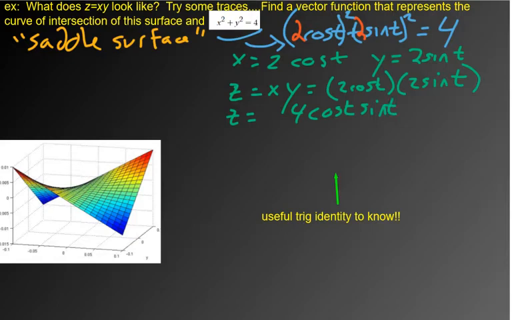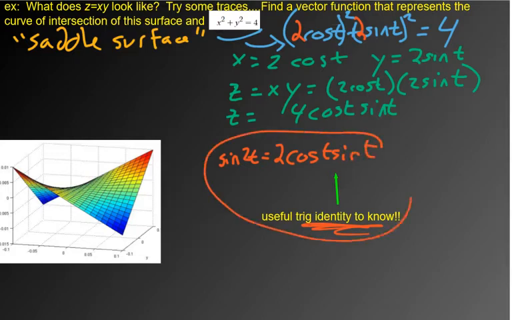And there's a trig identity that I think is probably the second most important trig identity, after sine squared plus cosine squared. That is the double angle formula for sine. This one just shows up a lot, so that is equal to this. It's a very good trig identity to know. If you wanted, you could use that and simplify this a little bit. So 4 cos t sine t would just be 2 of those sine 2t's.